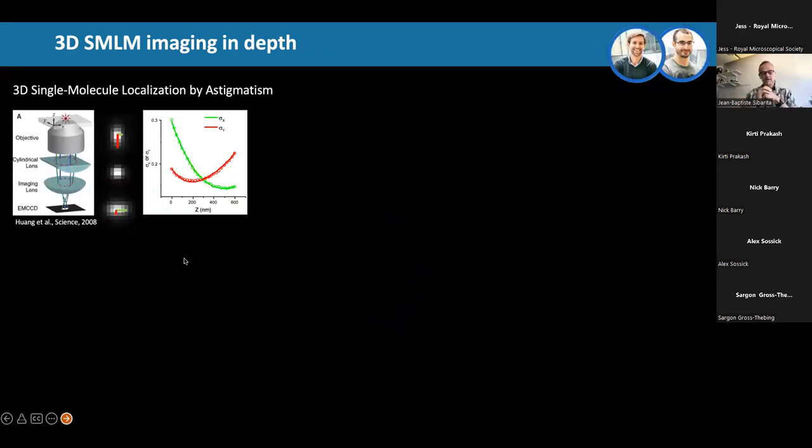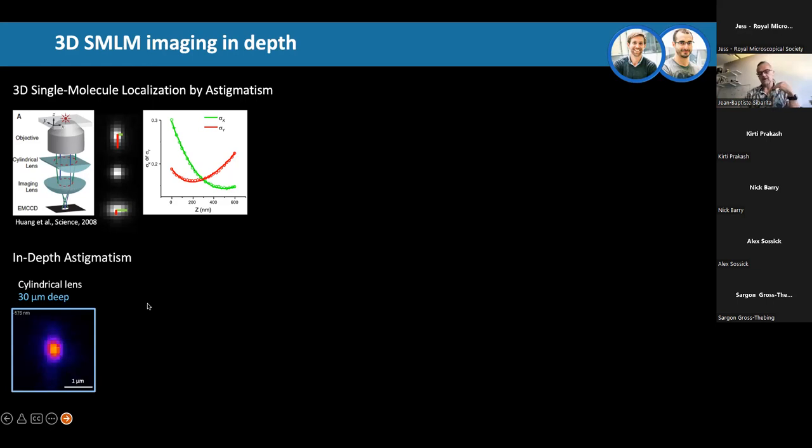So okay, that would be quite simple. Let's put an astigmatism lens, which is, let's say, the most straightforward way to get 3D. Do not complexify your system too much. So the idea, you put astigmatism here, and then you will shape your point spread function in a non-symmetric way. So on one side of the focus, it will be elongated in one direction, and then below the focus, for example, it will be elongated in the other direction. By doing some Gaussian fitting and other analysis of your point spread function, you are capable of retrieving the axial coordinates. So a very simple concept, really like it.